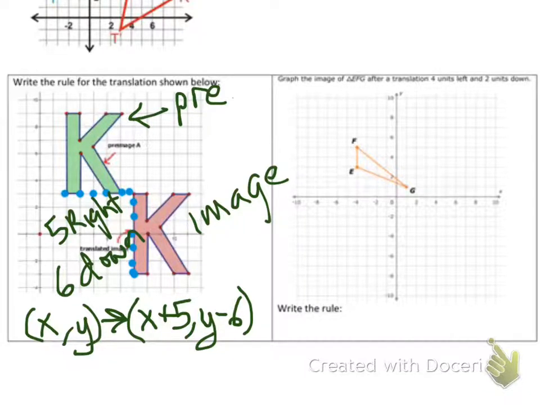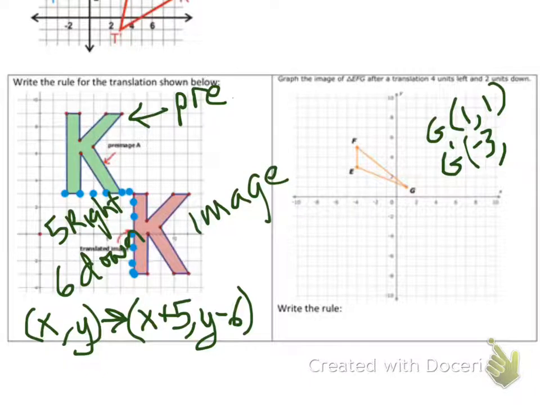This one says to graph the image after a translation of 4 units left and 2 units down. Well, the other way you can look at this is to look at the coordinates. So G is at 1, 1. So G prime, we use primes to indicate the transformation, is going to go 4 units to the left. So 1 minus 4 gives me a negative 3. And it's going to go 2 units down. So 1 minus 2 gives me a negative 1. So G prime is going to be at negative 3, negative 1.